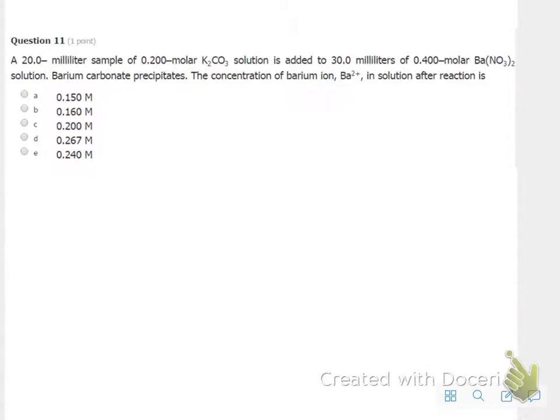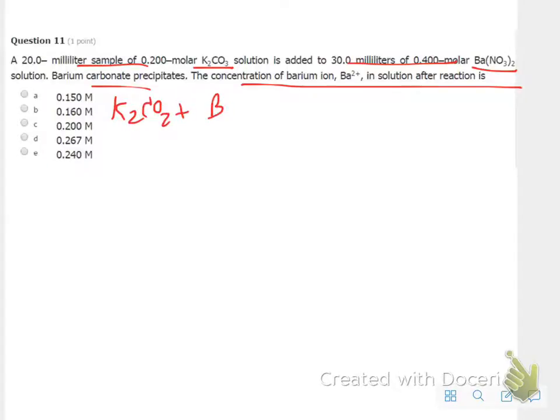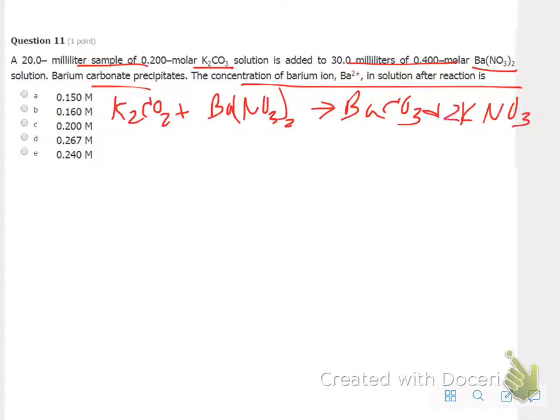Alright, I have a 20 milliliter sample of potassium carbonate, and 30 milliliters of 0.4 molar barium nitrate. Barium carbonate precipitates, and what's the concentration of barium plus 2 in solution after the reaction? Alright, so this is a pretty complicated problem. Always need to start with the balanced equation. Barium nitrate, and I know I make barium carbonate and potassium nitrate. So these are going to be a 1-to-1 ratio.